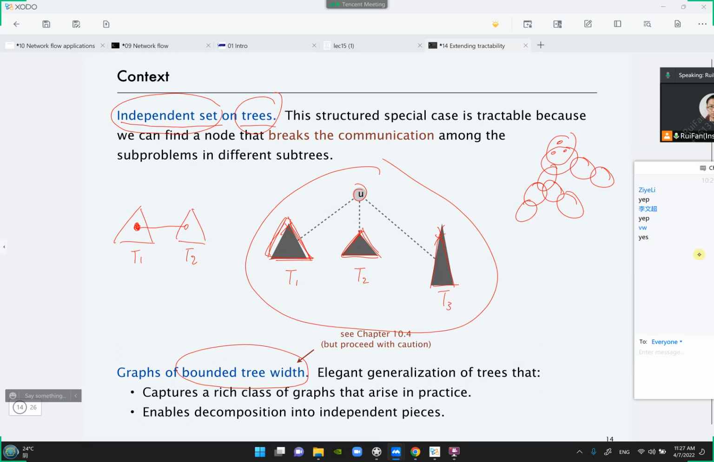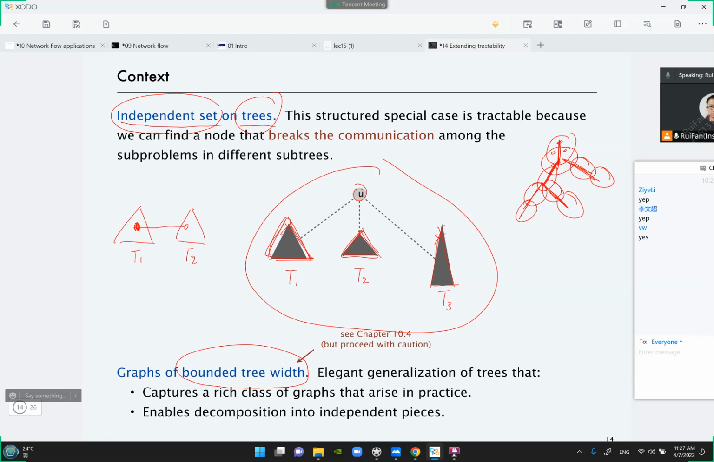For example, what I'm drawing over here is kind of like a tree because we have this branching structure. So that's what these bounded tree width graphs are. It's all the graphs where you can group together these nodes into these super nodes, and then after the grouping, you have a tree structure.